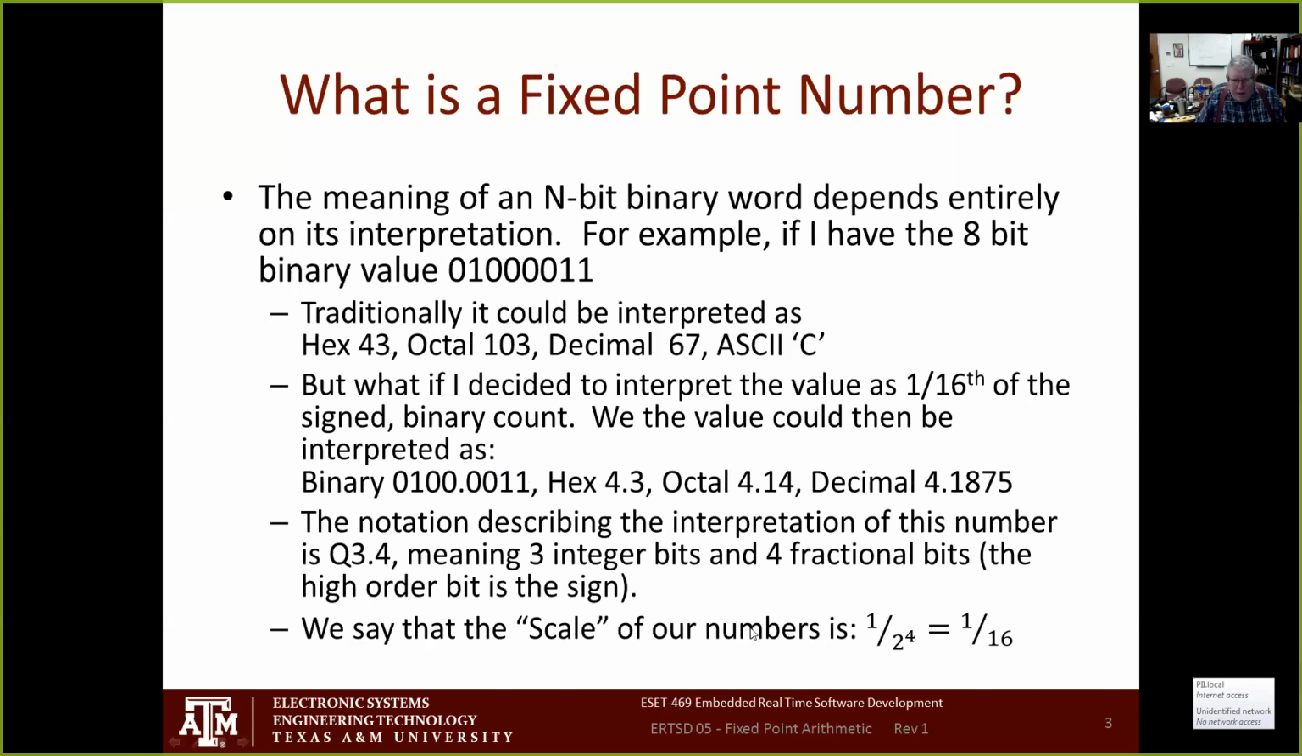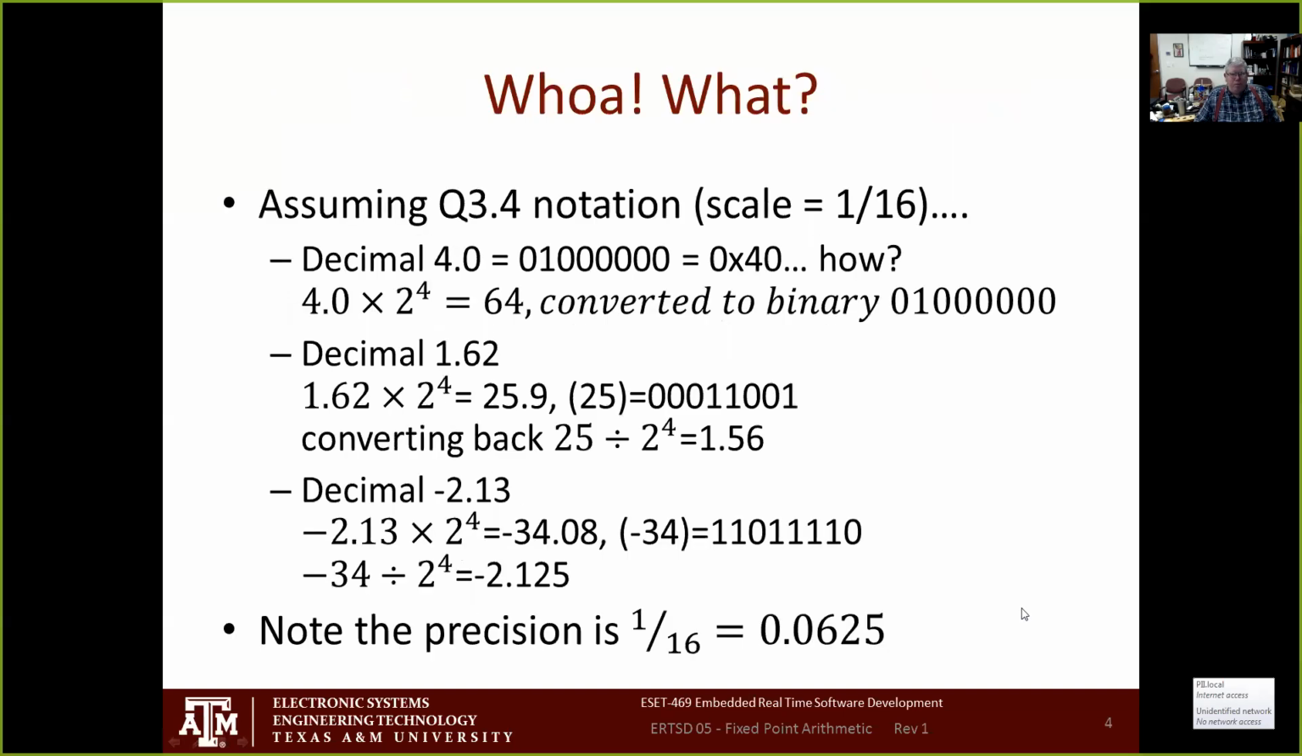So we're going to call this our scale, okay? And scales for fixed point numbers are all going to be powers of 2. And so in this case, it's 2 to the 4th, 1, 2, 3, 4, which is 1/16. So let's talk a little bit more about how we interpret this. So let's assume that we're using Q 3.4 notation. So our scale is 1/16.